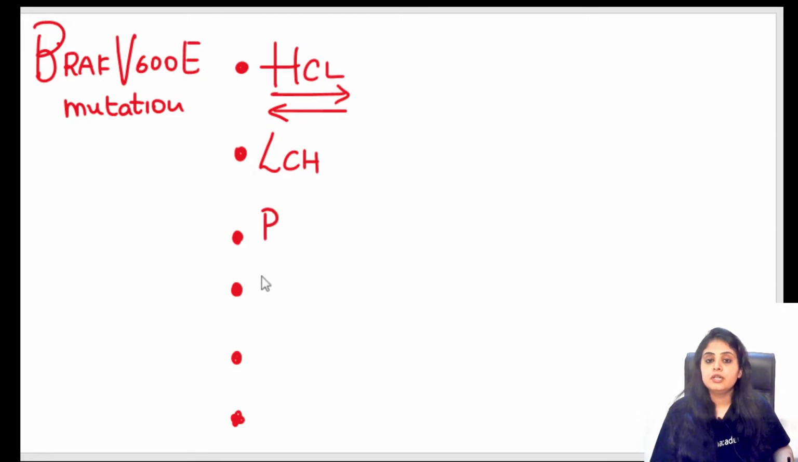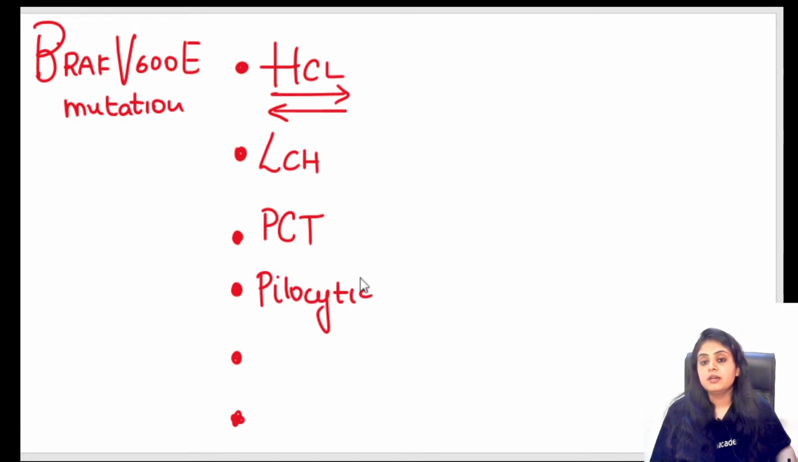What are the other 2? The other 2 is thyroid. Which thyroid tumor comes to your mind? Papillary carcinoma thyroid. And which brain tumor comes to your mind? That is going to be pilocytic astrocytoma.